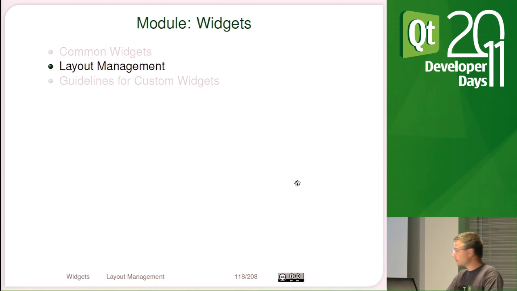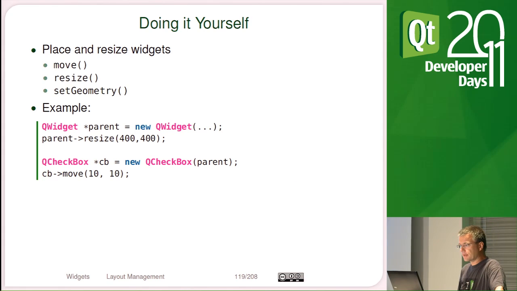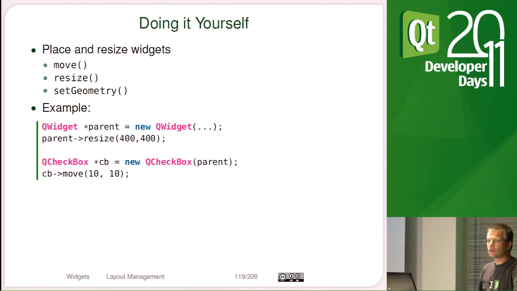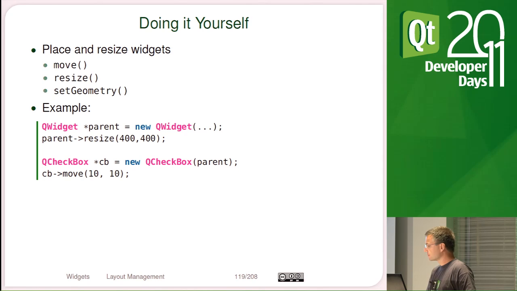So, going deeper into the layout management, let me explain the following. Normally, if you want to do it yourself, you can just call the move, resize, or setGeometry functions to define the bounding rectangle of your widgets. So it's completely up to you. Whenever you like, you can do everything manually, for instance by resizing the widgets or moving them to the right position.